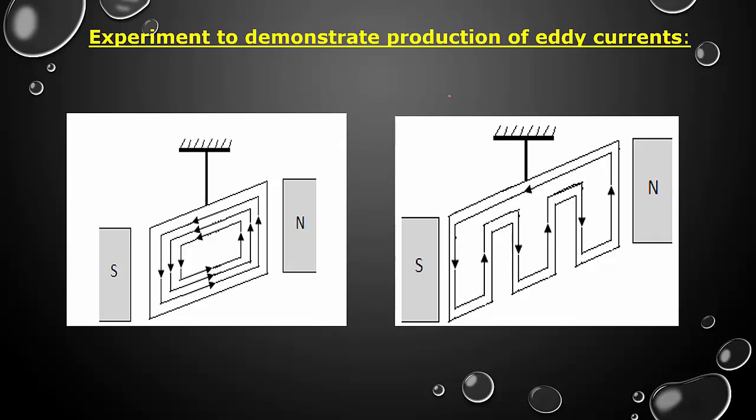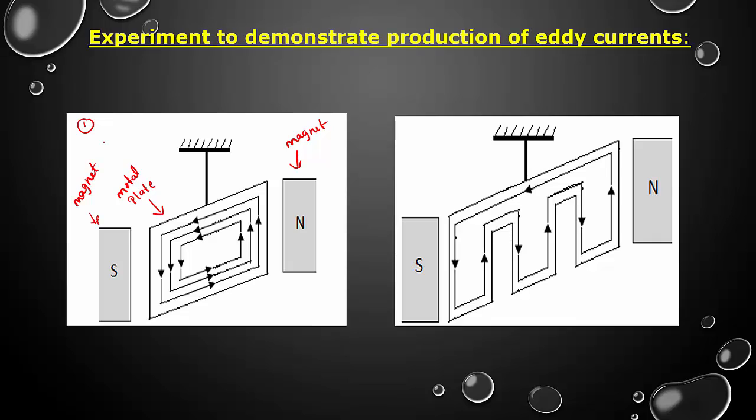See here, I am going to demonstrate an experiment on how to produce eddy current. First, you can observe this picture, picture 1. We are going to consider a metal plate. This metal plate is hanged here with the help of a stand, and it is allowed to swing between two strong magnets. You can observe this is a magnet, North Pole, and here we considered another magnet with South Pole.